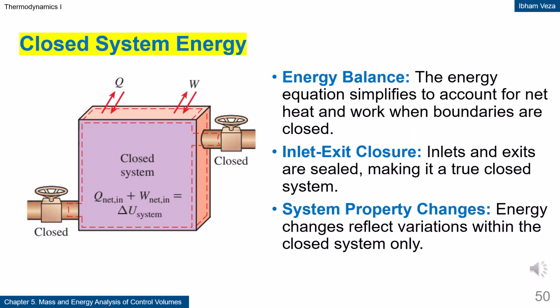Closed system energy. If all inlets and outlets are closed, the system becomes a closed system. In this condition, no mass crosses the system boundary anymore. The energy equation becomes simpler because it only involves heat and work. Energy changes occur only within the system. This approach reconnects the control volume concept with closed system analysis.